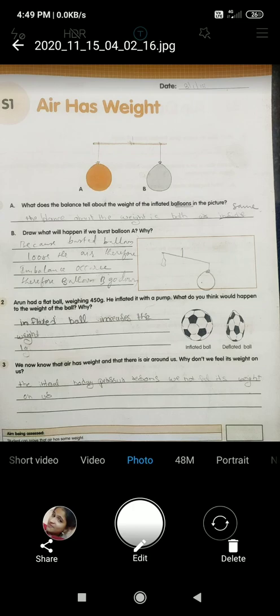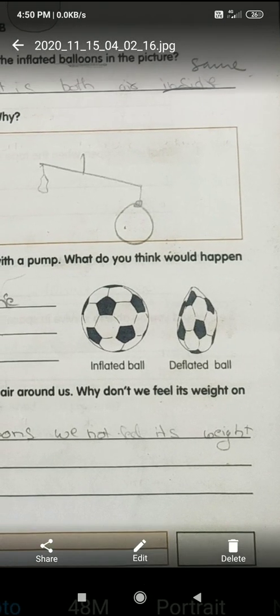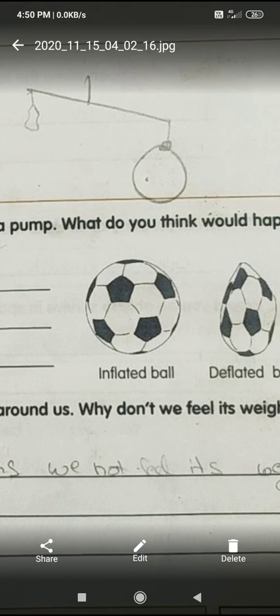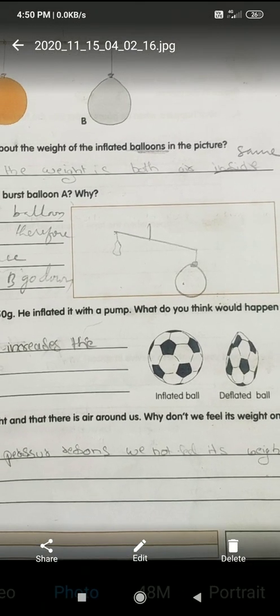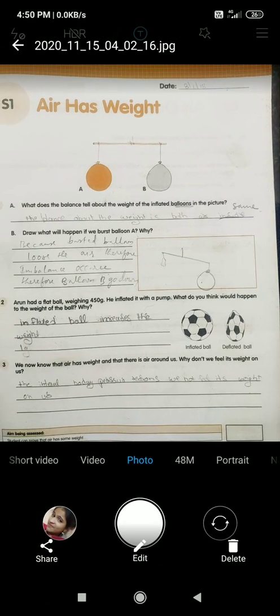Second question, Arjun had a football weighing 450 gram, right? He inflated it with a pump. Inflated means he pumped the air into a deflated balloon. See, this is a deflated balloon. What did he do? He pumped the air and it became inflated. Then now tell me, what do you think would happen to the weight of the balloon? Does the weight of the balloon increase or decrease? That you have to write.